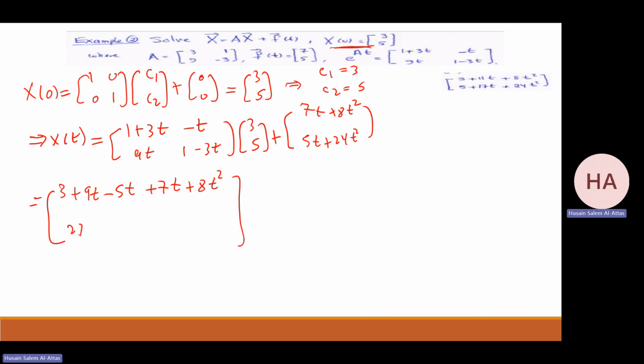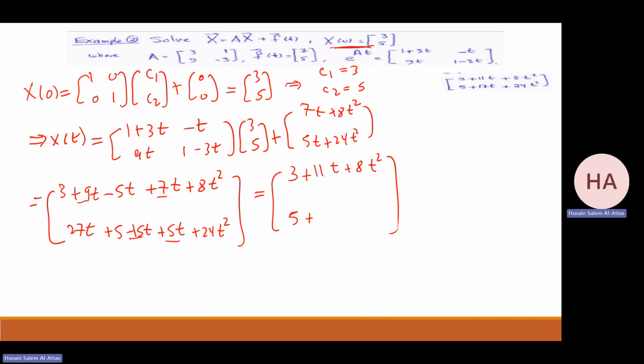This will be 27t plus 5 minus 15t plus 5t plus 24t square. And that will be what? 3. Yeah, 9 plus 7, 16 minus 5, that is 11t plus 8t square. This one will be what? 5 plus, I have minus 15. This is minus 10 plus 27. So it's plus 17 plus 24t square.